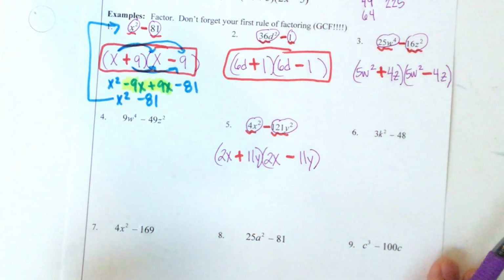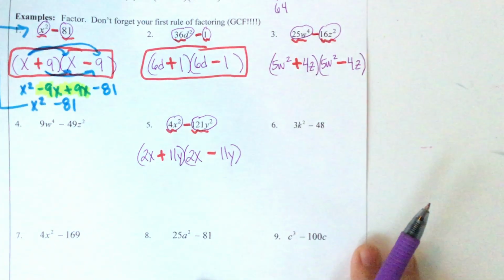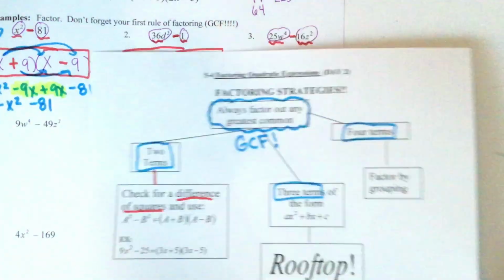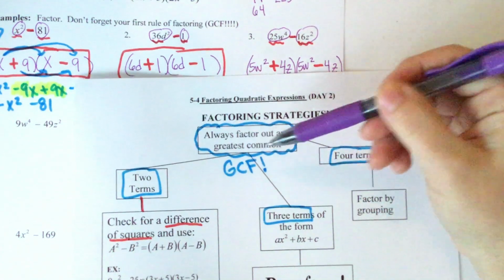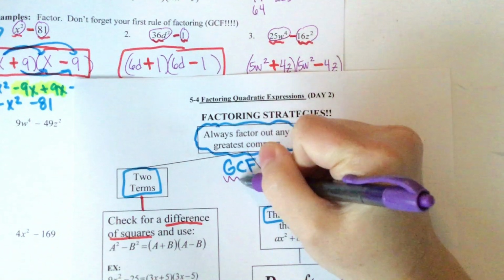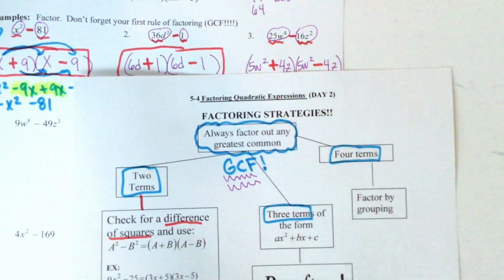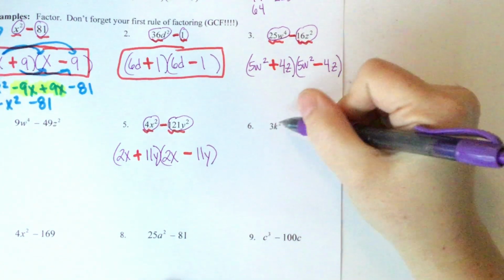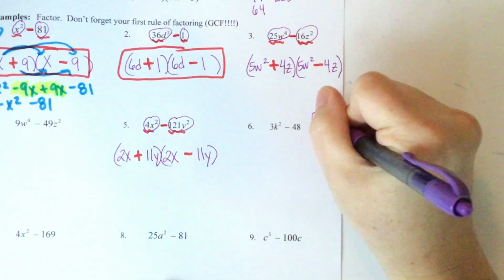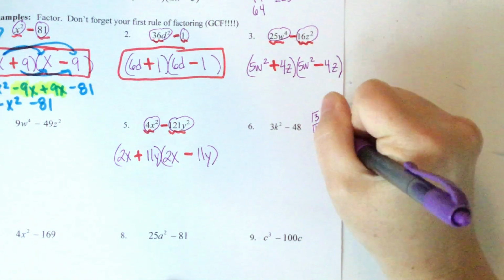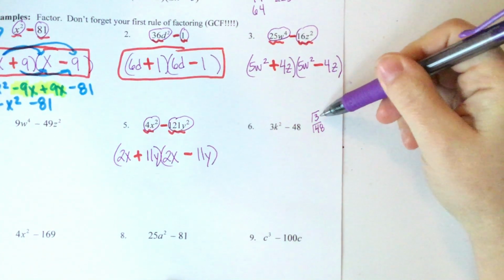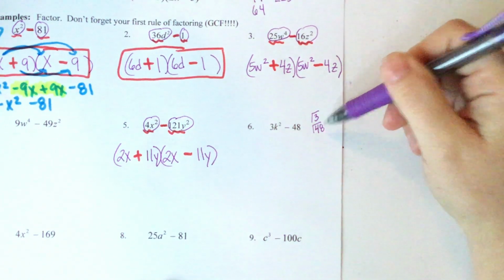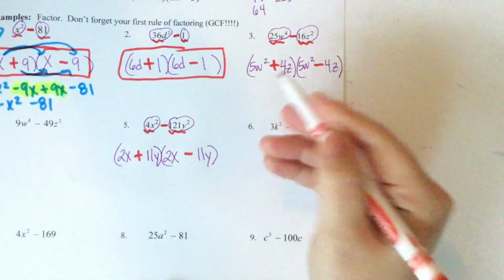Okay, now number 6 is different. What's the first thing that we're always supposed to be looking for, by the way? A GCF. Every time we're supposed to look for it. It's the number 1 rule of factoring. Now, we haven't had one today, but this time we do. What's the greatest number that can divide into 3 and also divide into 48? Always try the smallest guy, remember? And 3 can go into 48. Okay, so there's a GCF of 3.